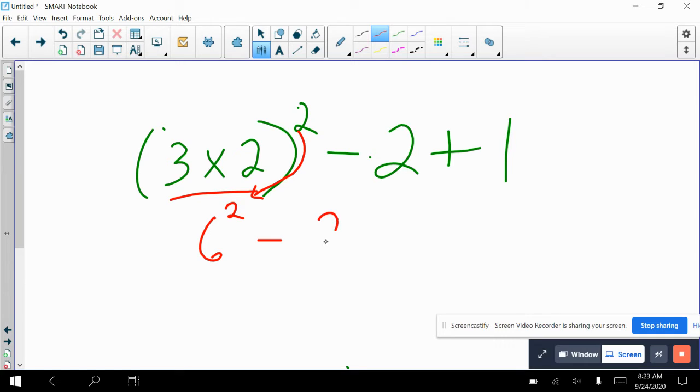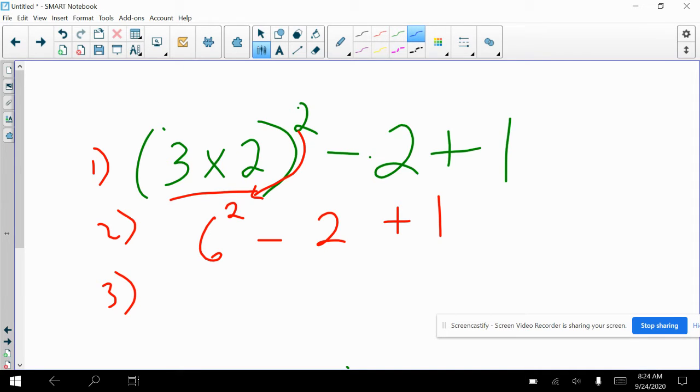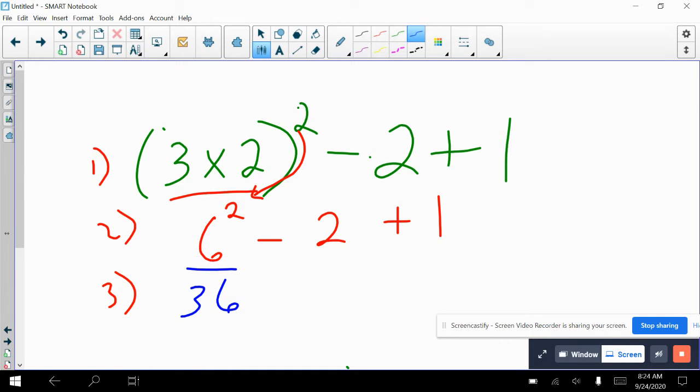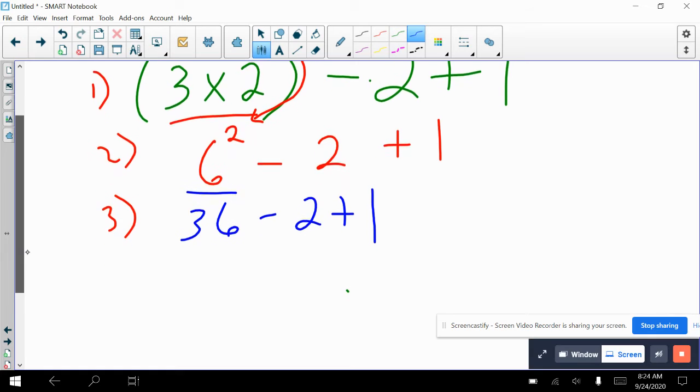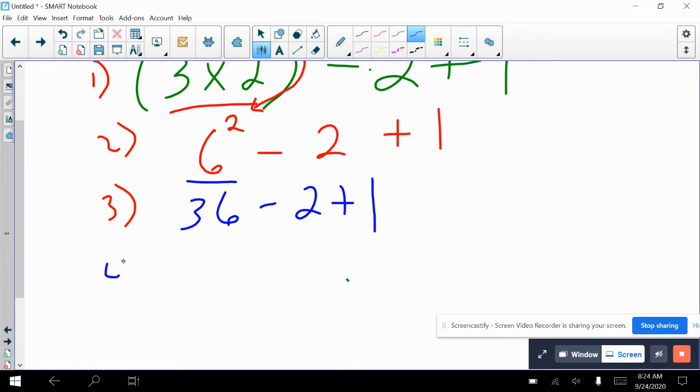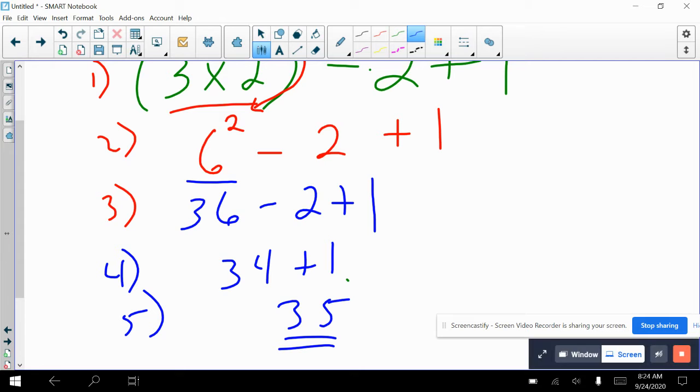Okay? And again, we do our normal thing. We rewrite the problem. Bring down everything that we didn't use. Okay? What are we doing next? Emma? The exponent. Very good. We solve that. Everything goes away. Do we do addition first? No. There's an exception to the rule. Okay? We get 34 plus 1 will give us 35. There's 5 steps.